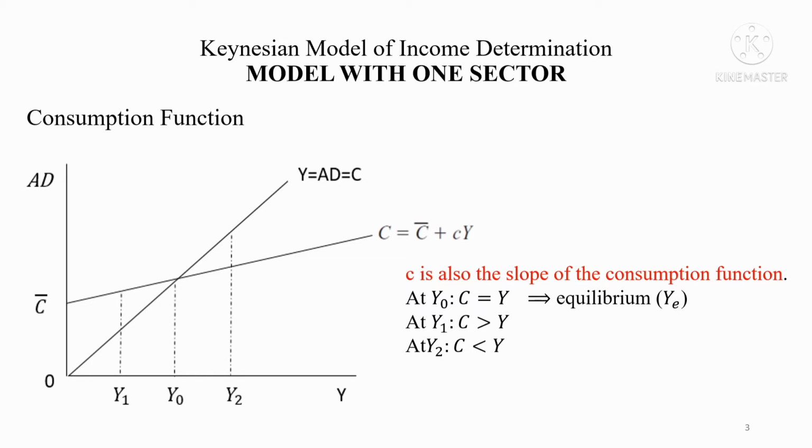The diagram also portrays the equilibrium level of income. It is the point where the consumption of the household is equal to the level of income. And it happens at the point of intersection between the consumption line and the income line, which is at Y sub 0.